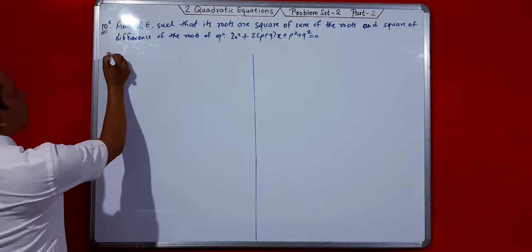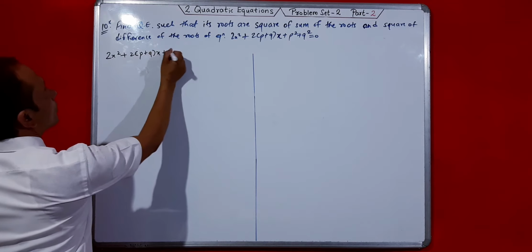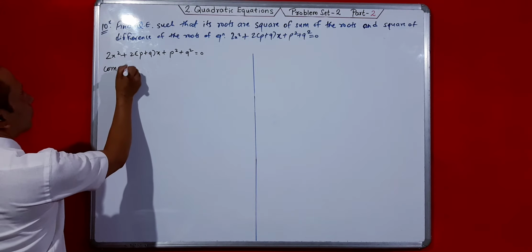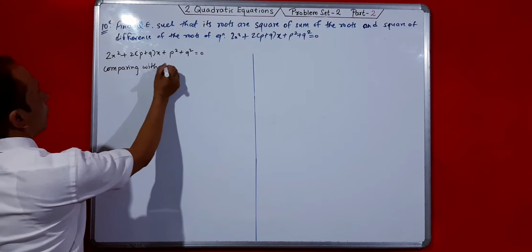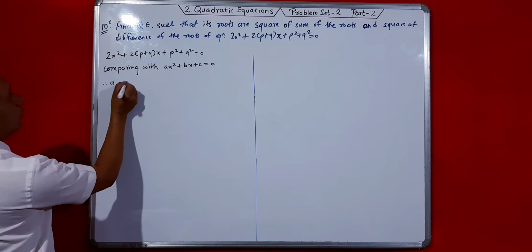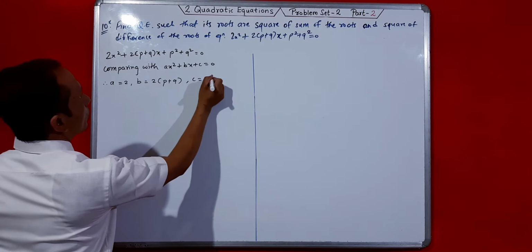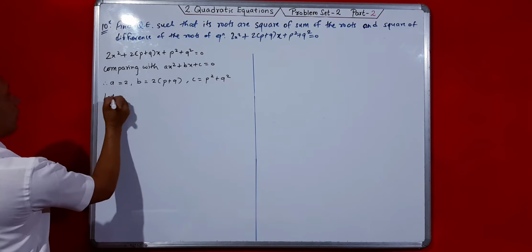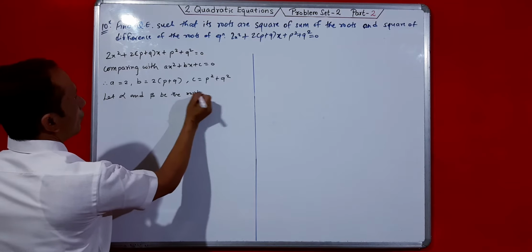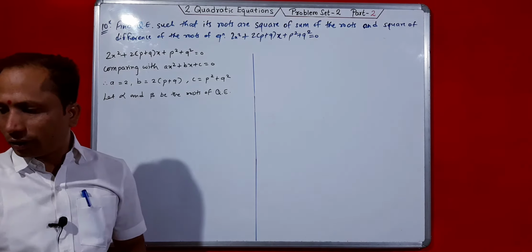So first we'll write 2x square plus 2(p plus q)x plus p square plus q square is equal to 0. Comparing with ax square plus bx plus c is equal to 0, therefore a is equal to 2, b is equal to 2(p plus q) and c is equal to p square plus q square. Let alpha and beta be the roots of the quadratic equation. I'm writing in short, but you don't write in short, just write in full form.